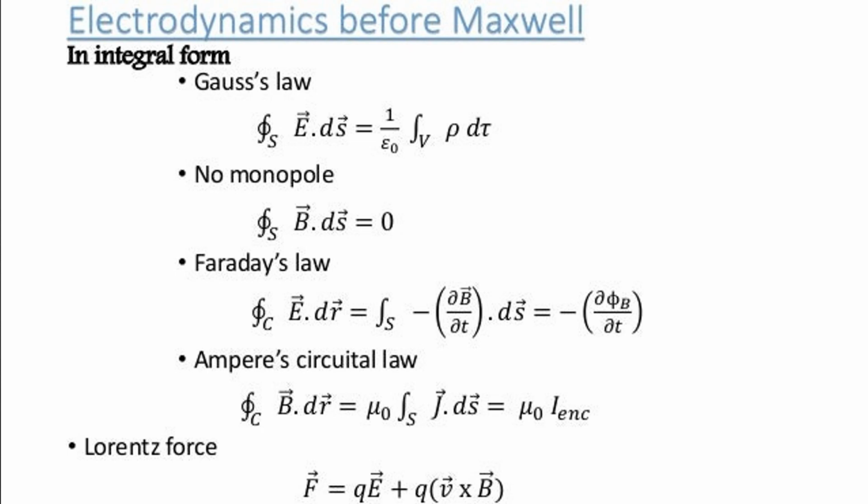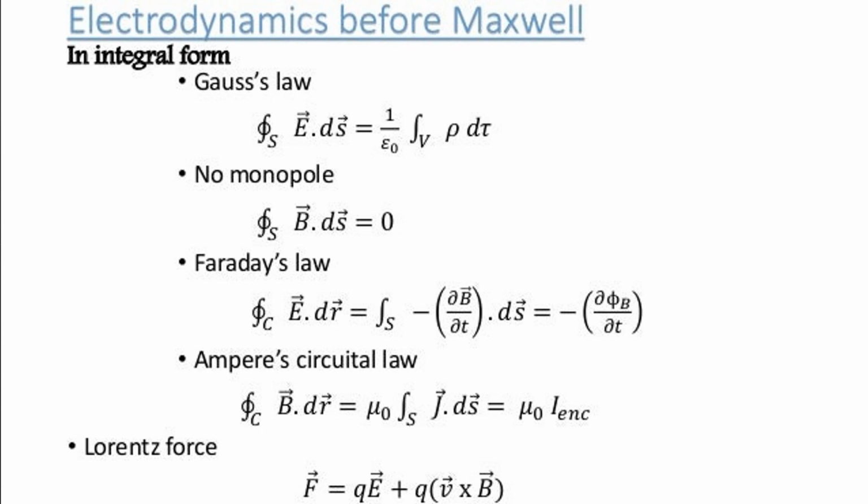The first law is Gauss law, which says the total integration of electric field with area vector equals 1 upon epsilon naught times the volume integration of rho dt. In case of magnetism, the total magnetic field with area vector is 0 for a closed surface. The third one is Faraday's law of electromagnetic induction, which tells that the electromotive force is equal to the negative rate of change of magnetic flux. That means E equals minus d phi B by dt.